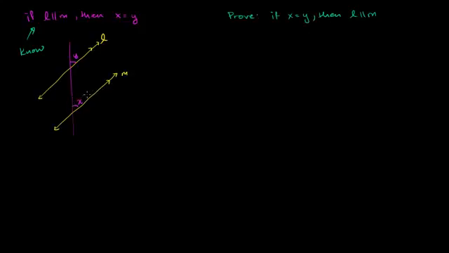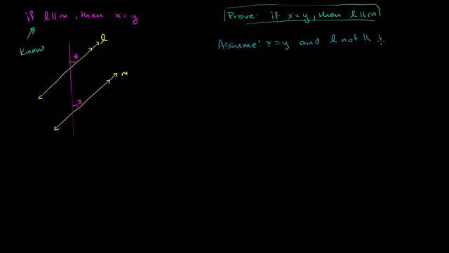And what I'm going to do is prove it by contradiction. So let's put this aside right here. This is our goal. I'm going to assume that this isn't true. So I'm going to assume that x is equal to y, and L is not parallel to M. So let's think about what type of reality that would create. If L and M are not parallel, and they're different lines, then they're going to intersect at some point.